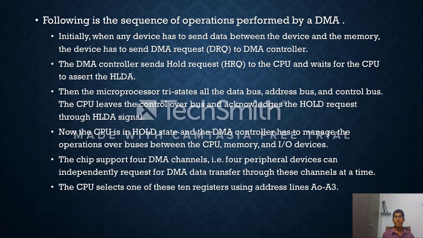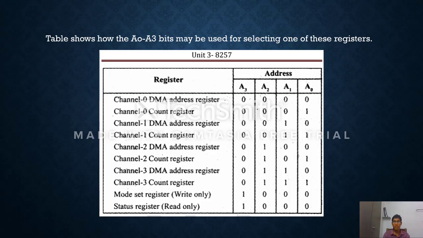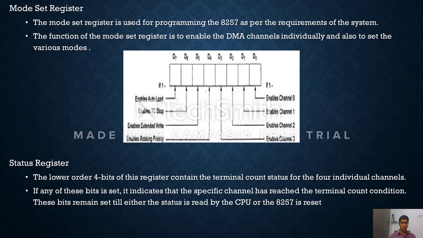And now the DMA controller has to manage the operations over buses between the CPU, memory and the input output devices. And as I have said, the DMA has four channels, so it means that it can accept four peripheral devices at a time, and the CPU selects one of these 10 registers using the address lines from A0 to A3. The following table shows how we can select the various registers by using A0 to A3 bits.